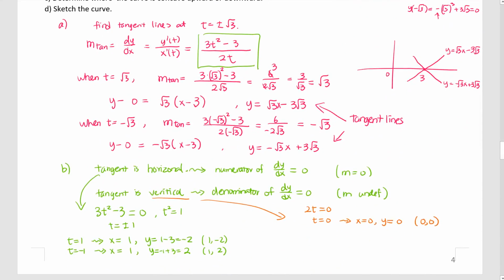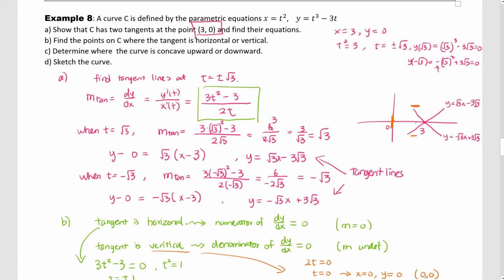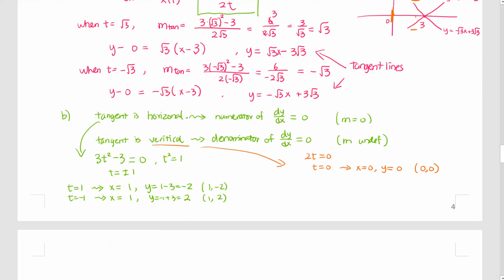Okay, what does that mean? Let's draw on the same picture. So at (0, 0), here we get a vertical tangent. At the point (1, negative 2), like here, we have a horizontal tangent. At (1, 2), we also have a horizontal tangent. Okay, so you can see this is what the picture looks like. Okay, let's continue. Part C. Determine where the curve is concave upward or downward. Okay, let's see.